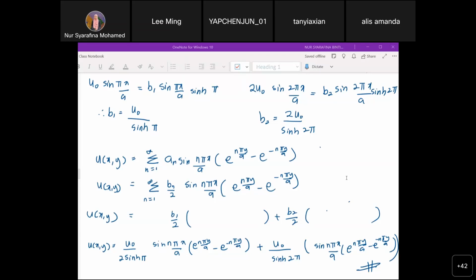So you have to understand the expression that you obtain in the general solution before you can apply the condition and then proceed with finding the rest of the constants. All right, is that clear?